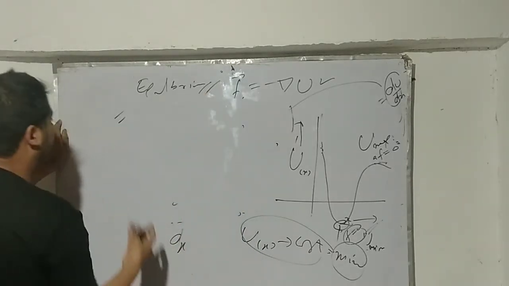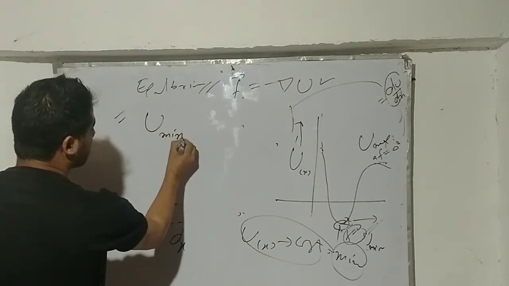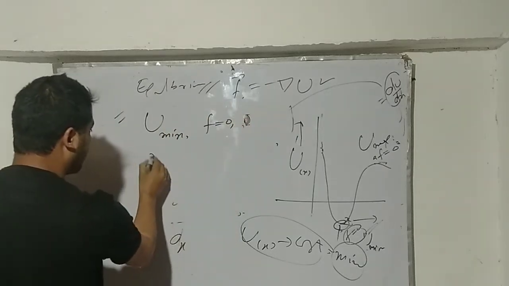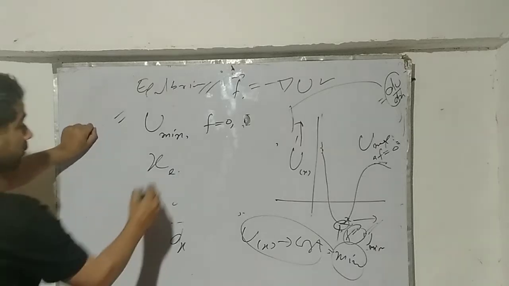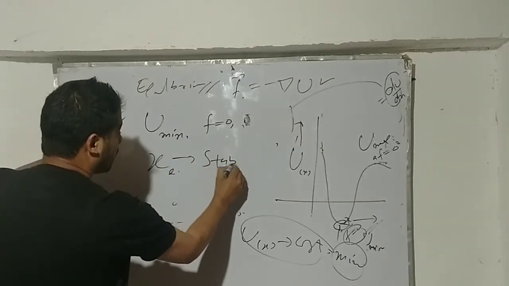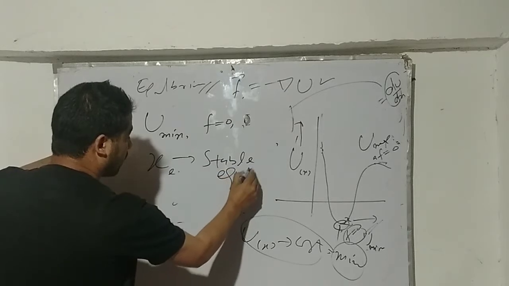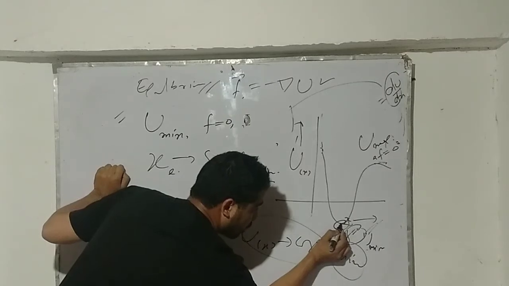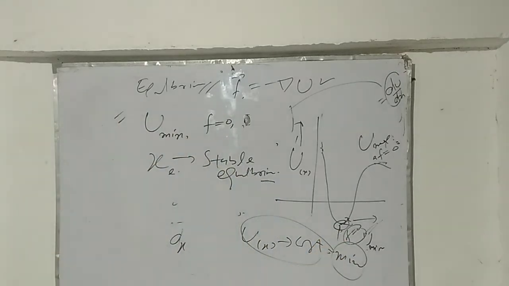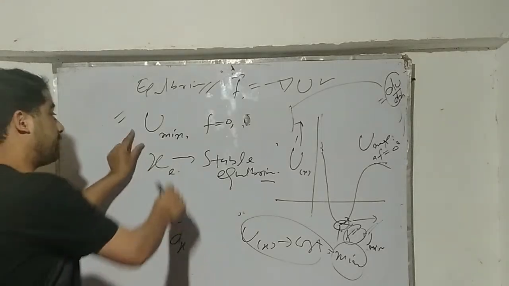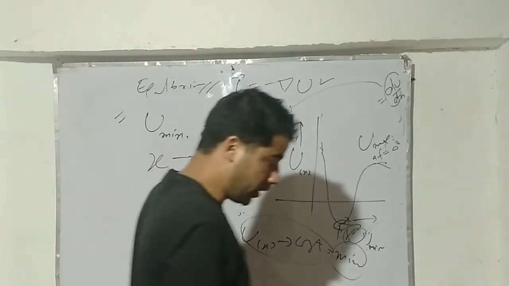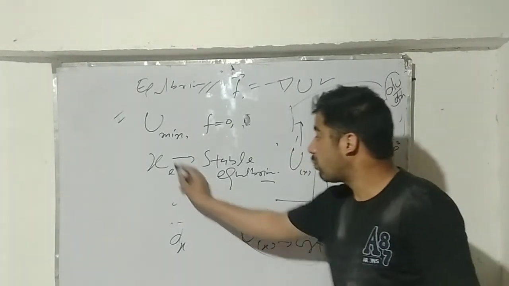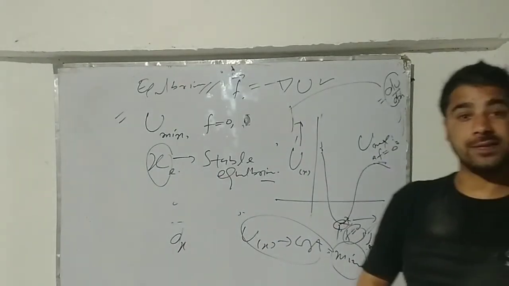Here, when my potential energy is minimum, obviously force will be 0. I will get an equilibrium point, but this equilibrium point is known as a stable equilibrium. This position will be the most stable position. I call it a stable equilibrium position because my potential energy is minimum and force is 0. So when my potential energy is minimum, the corresponding point represents what we call a stable equilibrium.